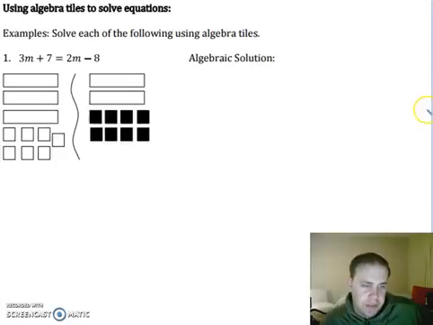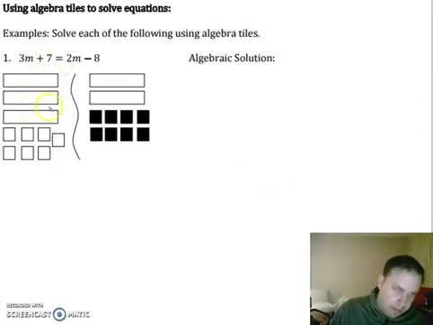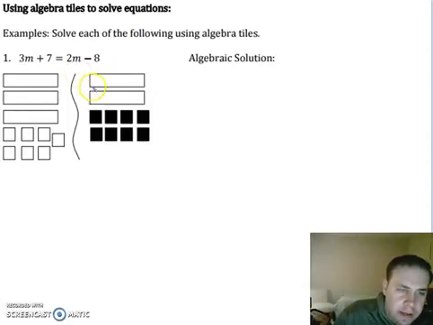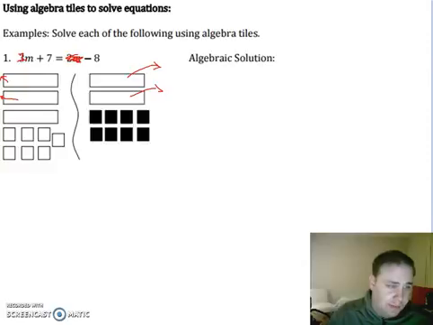All right, so using algebra tiles here quickly. So I have 3m plus 7 right here. I have 2m subtract 8 on the right side. What I can do here by modeling is I can actually remove this, remove that. If I remove 2 of these, essentially I'm left with 1m plus 7 equals negative 8, because I got rid of those 2m.